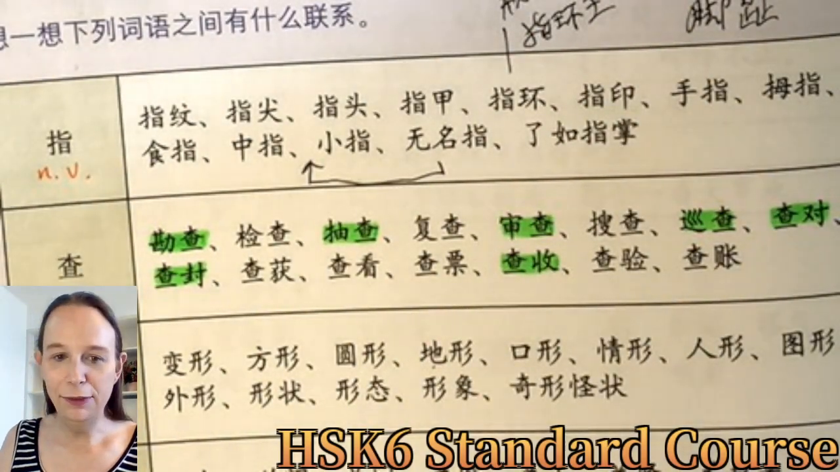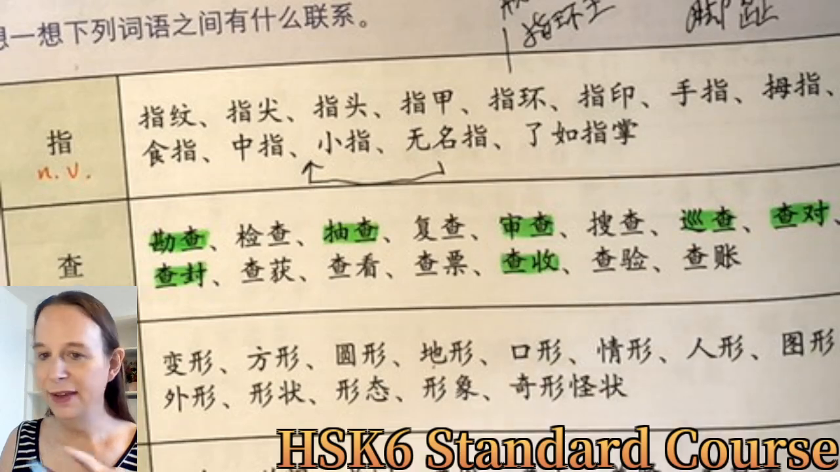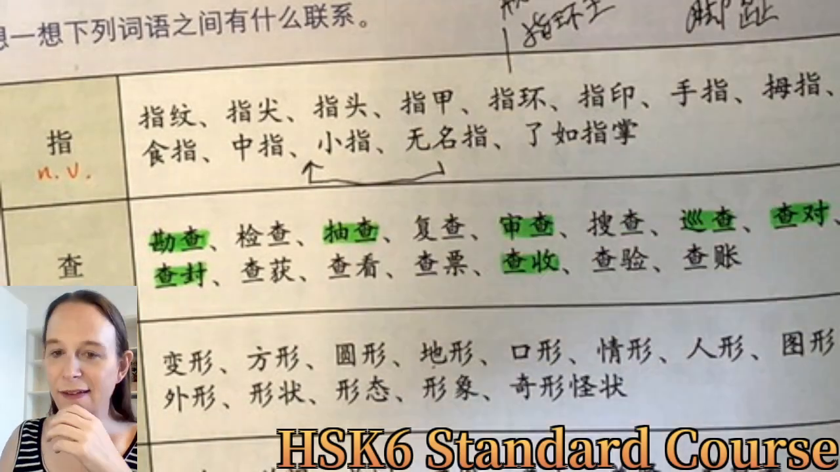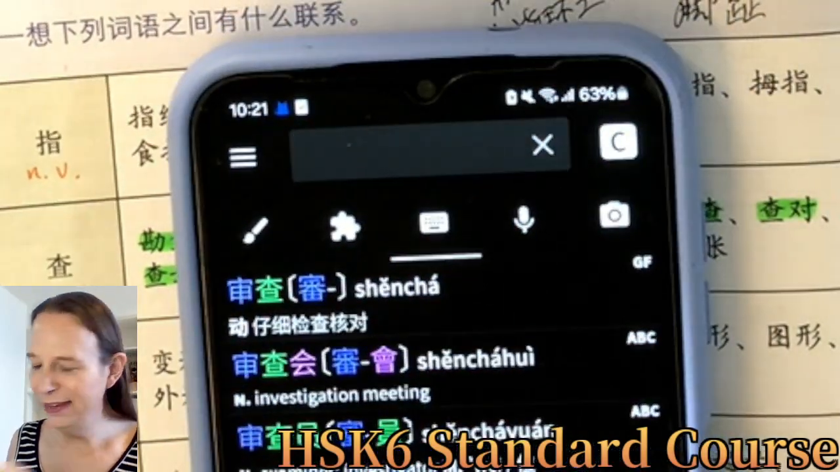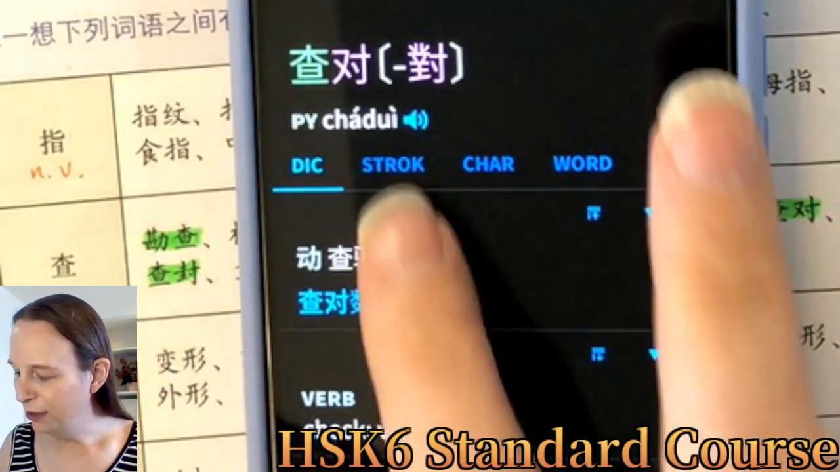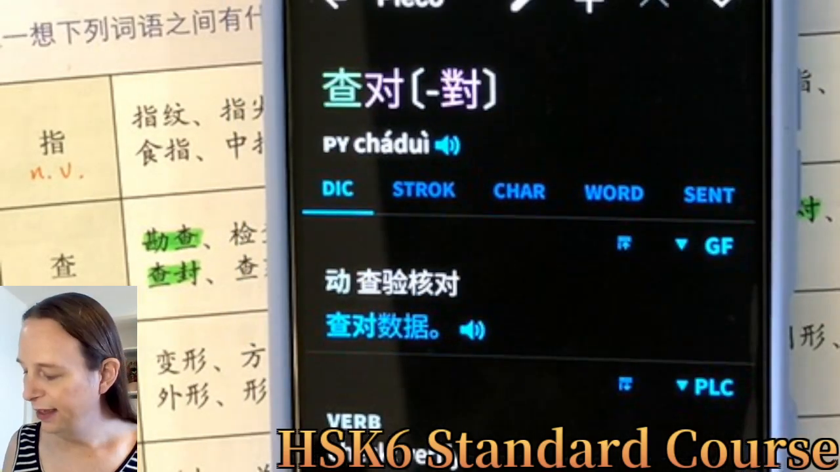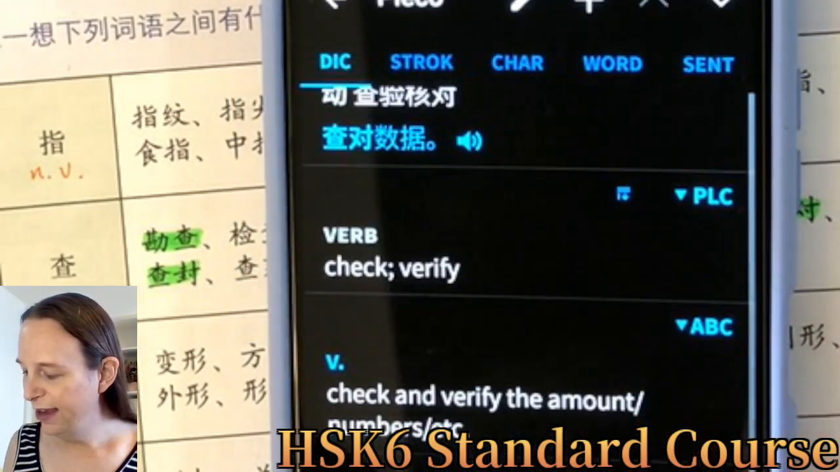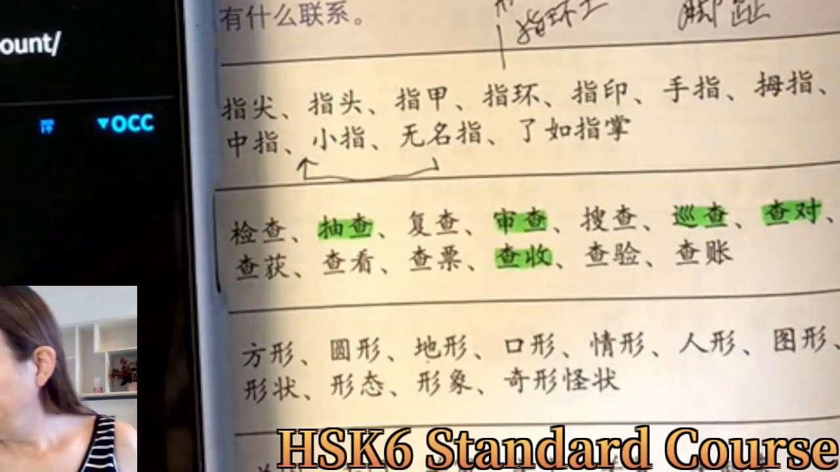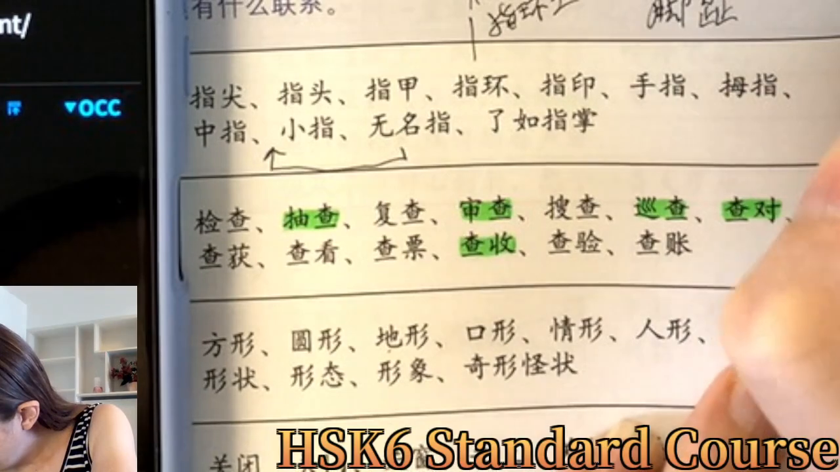Okay, what is 查对? I don't know what 查对 is. 查对. No. 查 inspect. 对. No, I don't know. 对 can be correct, but I don't think it can mean 查对. Could it be correct? 核对. 查呀, 核对. So check and verify. Yeah, okay. So let's jot that down. Sorry, I have a green pen here. So the 对 is 核对.